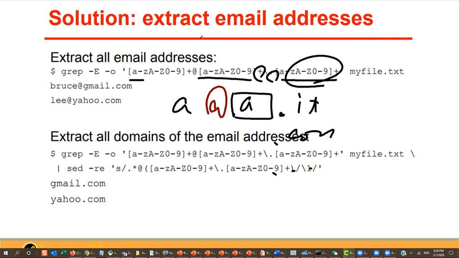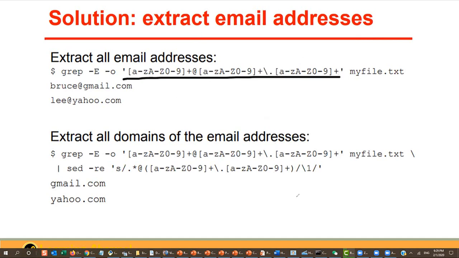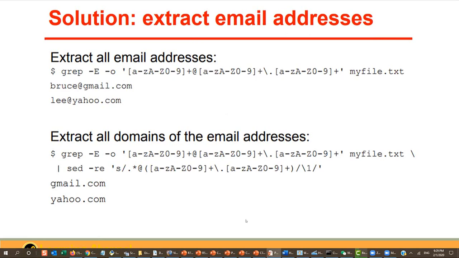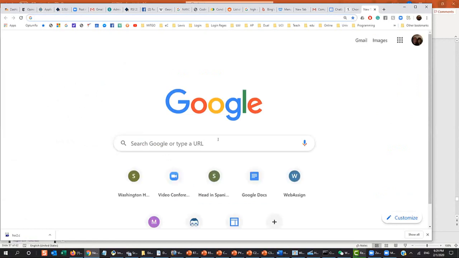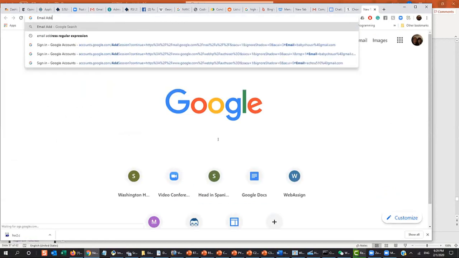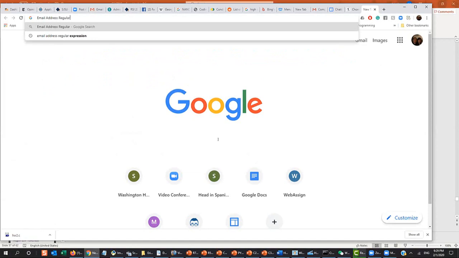So as you can see, this is a legal checker for an email address. You can refine it further. If you don't believe it, you can look online. I think there are many of these on the internet; search for email address regular expression.